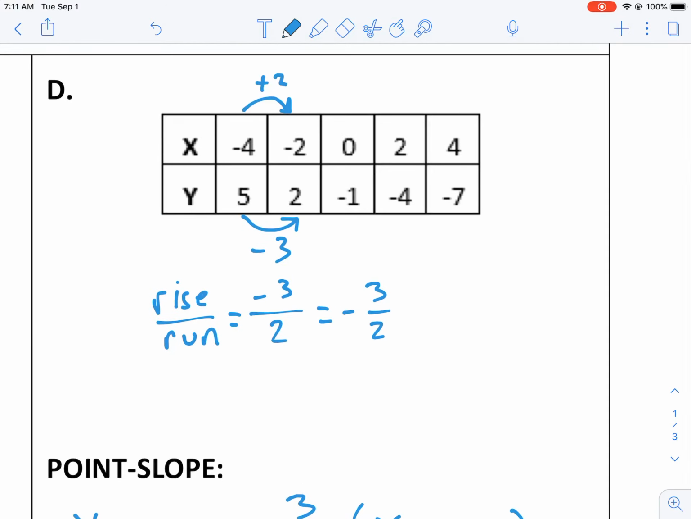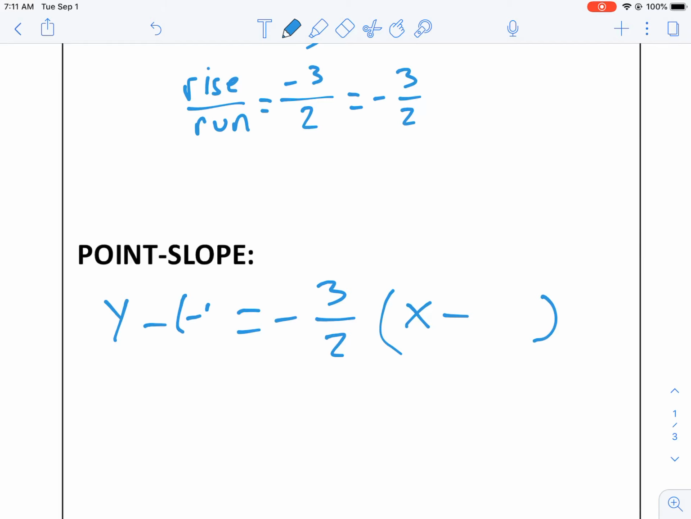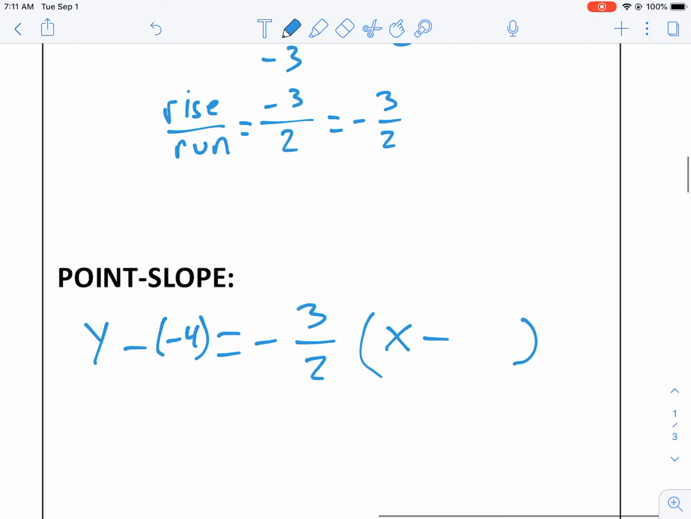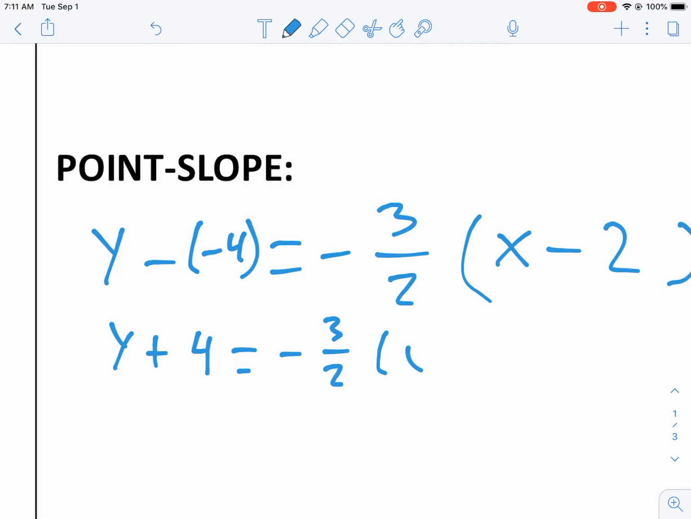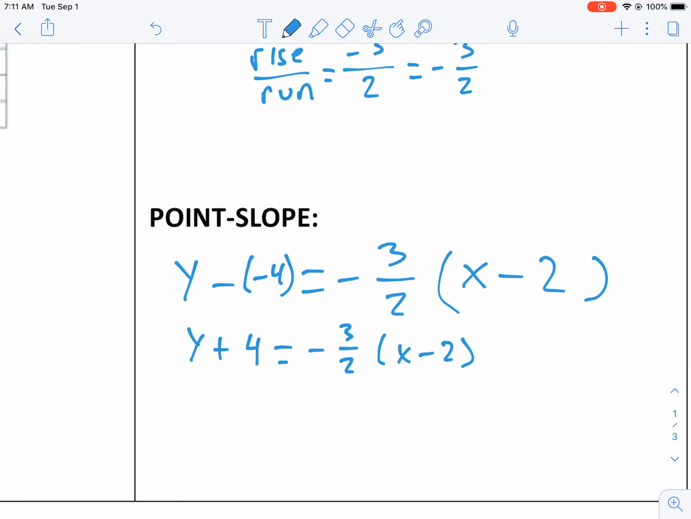Then, just like before, you can literally pick any point you want up here. So let's just pick right there. So we've got y is -4, and we've got x is 2. So now we just need to rewrite this as y plus 4 equals -3/2 x minus 2. All right, and we are done there.